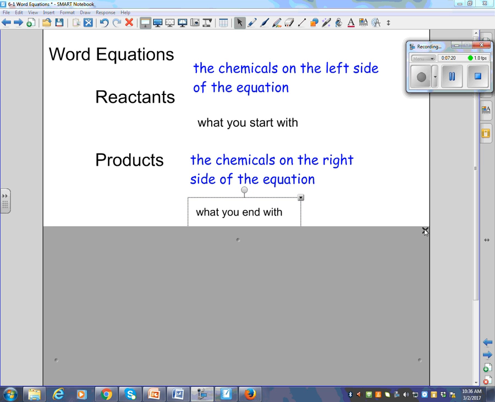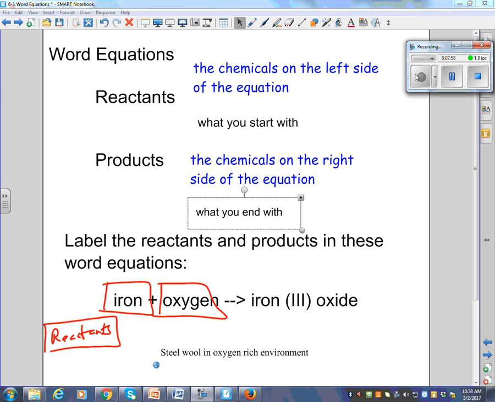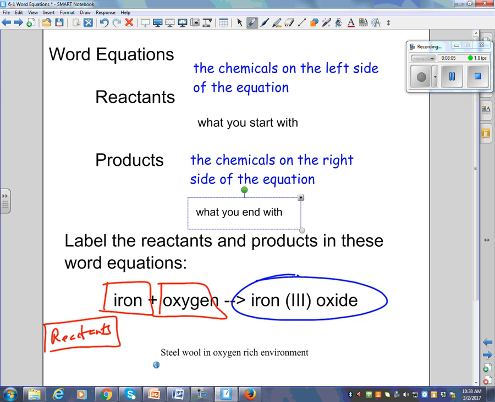So what you need to be able to do is to identify them. So here is a word equation. Iron plus oxygen, and then the little arrow thing I'm going to read as gives you. Iron plus oxygen gives you iron 3 oxide. So what are the reactants here? Iron and oxygen. I'm going to put reactants, and I'm going to put them in a box. If you got colors or highlighters, you can. So the reactants are there, and what would you call this side over here? Products. The things you end up with, the product.